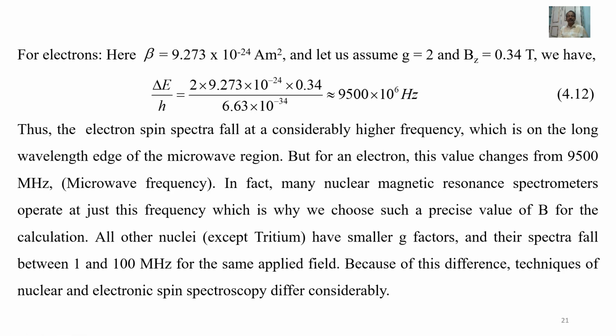In fact, many nuclear magnetic resonance spectrometers operate at just this frequency, which is why we chose such a precise value of B for this calculation. All other nuclei except tritium have smaller g factors, and their spectra fall between 1 and 100 MHz for the same applied field. Because of this difference, techniques of nuclear and electronic spin spectroscopy differ considerably.